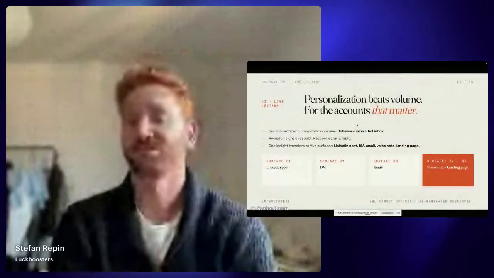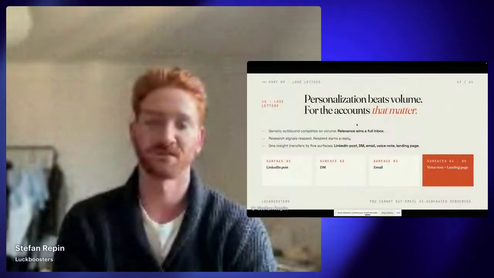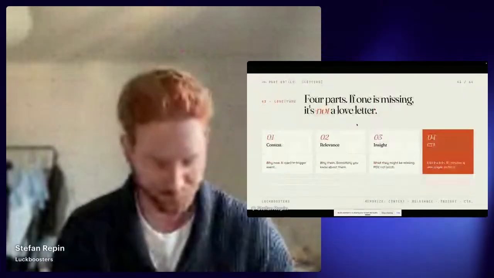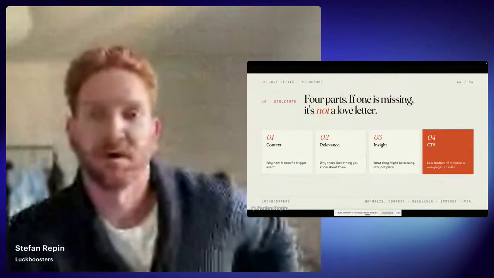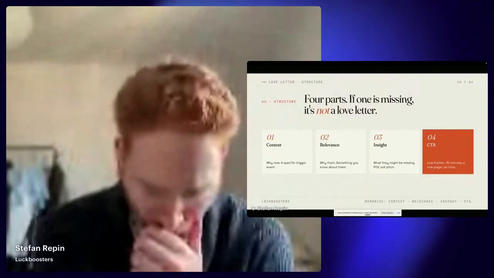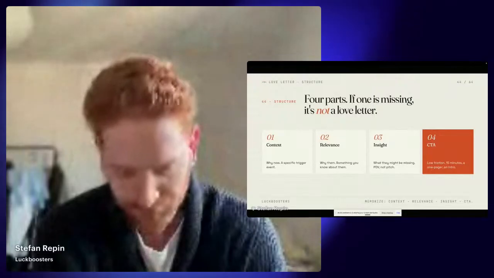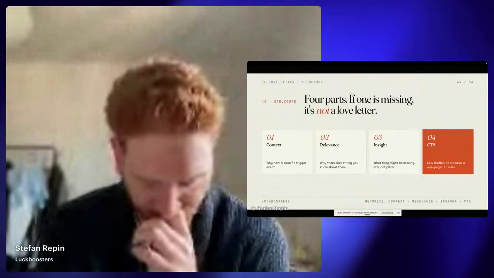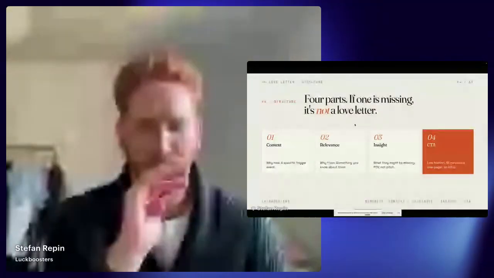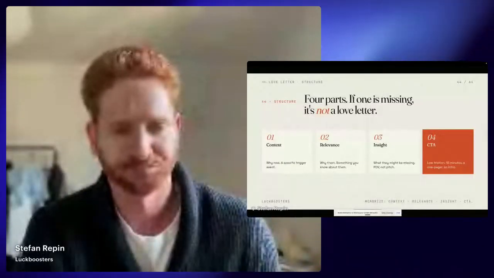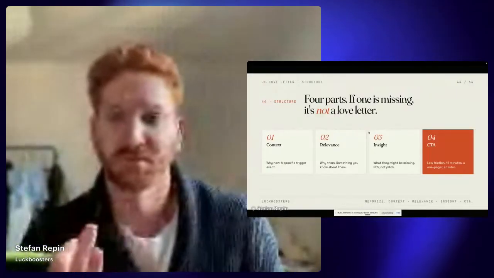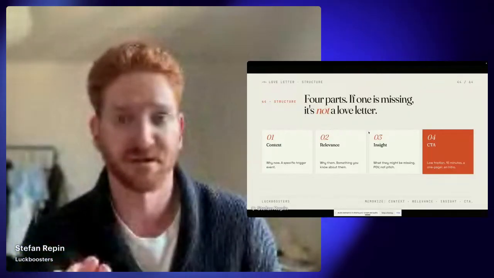So first, you can do a love letter strategy where you have a LinkedIn post, a DM, an email, a voice note, and a landing page. There are parts to it. If one is missing, it's not a love letter. If you're going to add pieces to it, make sure that it's working. If one piece is missing, it's just a game you're willing to play to show some results, but they're not going to come if you're not taking it as a campaign with a structure.